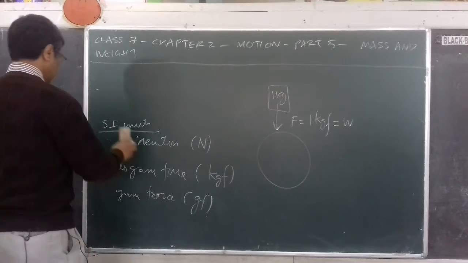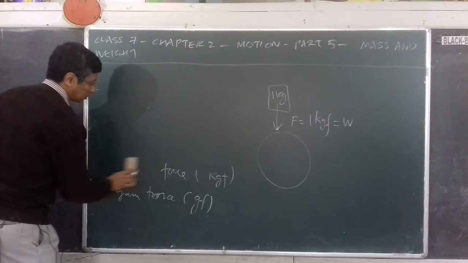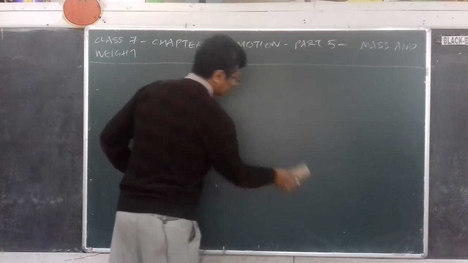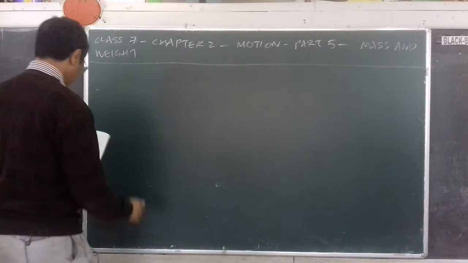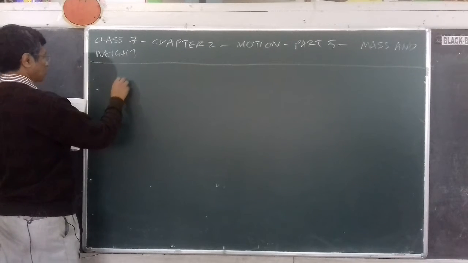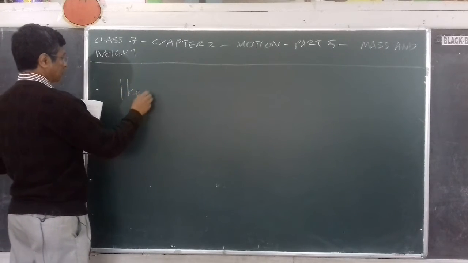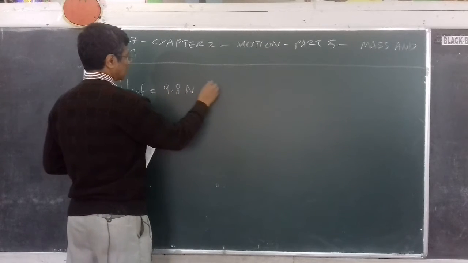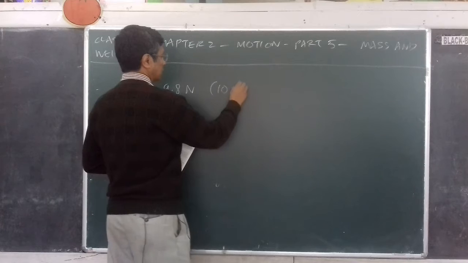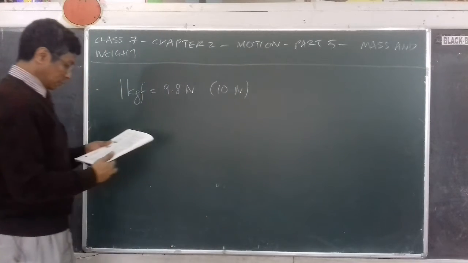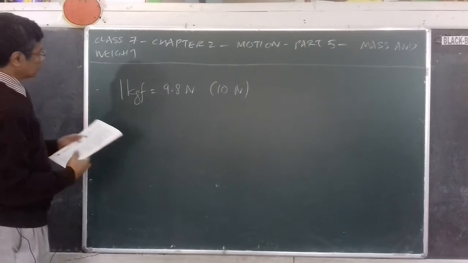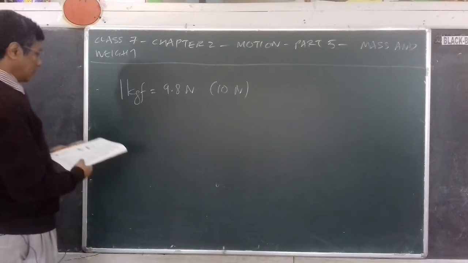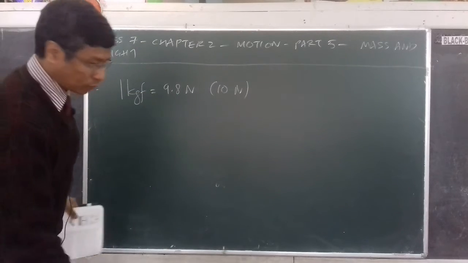Now, between kilogram force and newton there is a relationship which you need to remember whenever you are doing conversions. By definition, 1 kilogram force is equivalent to 9.8 newtons, and we approximately take that as 10 newtons for ease of calculation. So you need to remember this: 1 kilogram force is equal to 9.8 newtons, approximately 10 newtons.